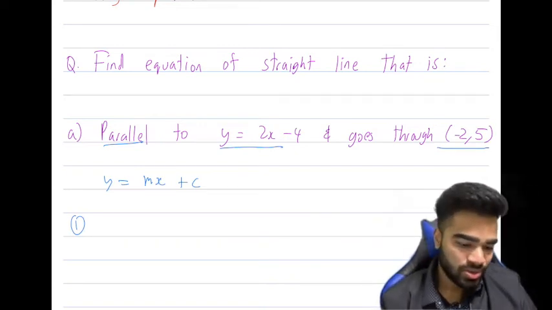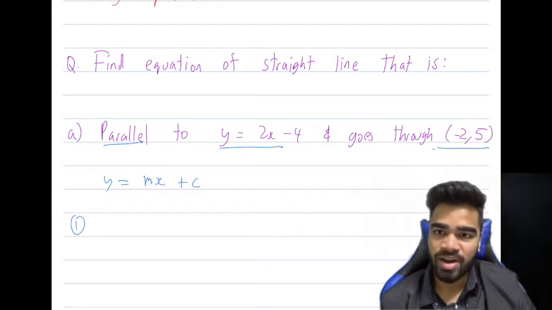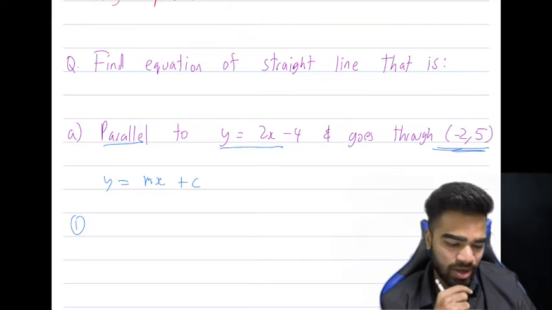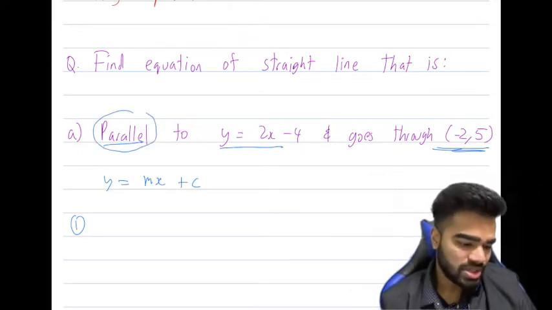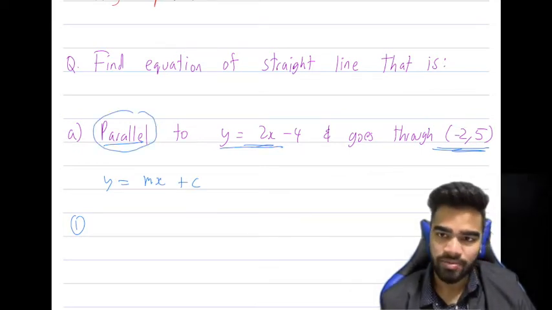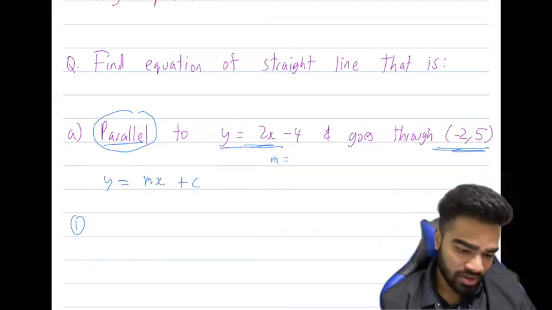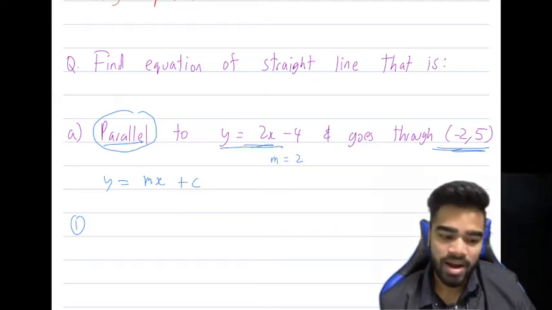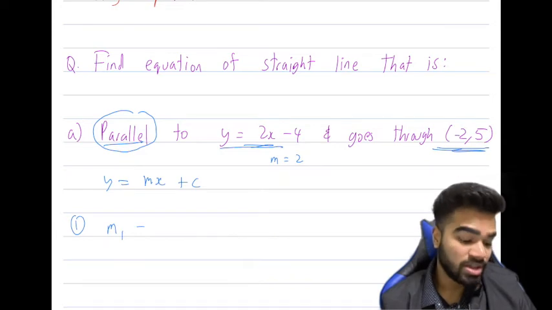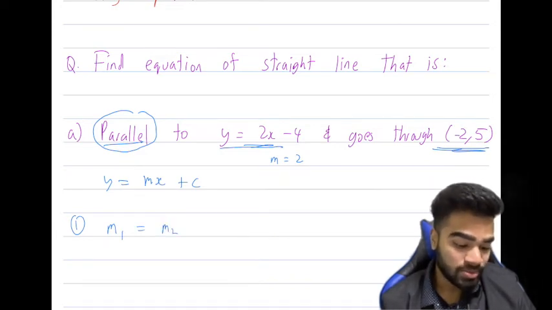Okay, so let's do it. What is the gradient of this graph? How do you find the gradient? Well, you only have one coordinate. Remember, if you had 2, we could find the gradient, but you only have one coordinate this time. Well, let's think about it. If the question says it's parallel to this graph, what's the gradient of this graph? The gradient of this graph, m, is equal to 2. Right? So remember the rule for parallel graphs is m1 is equal to m2.